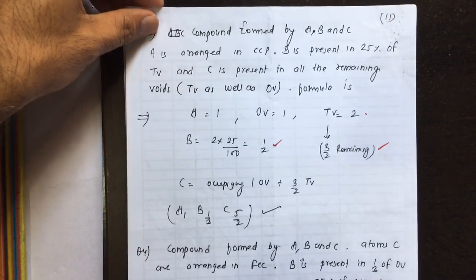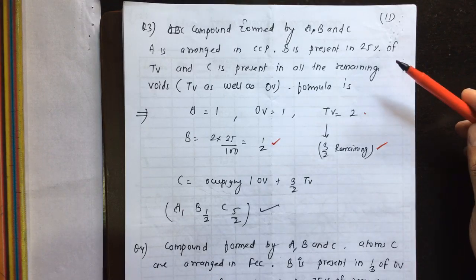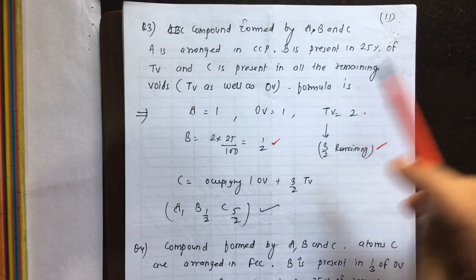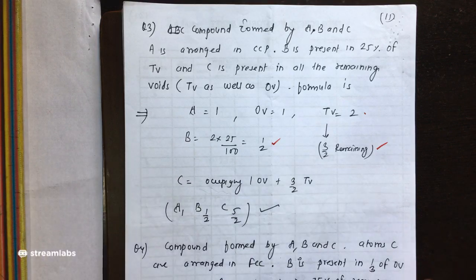The compound is formed by A, B, C. A is arranged in CCP. B is present in 25% of TV. C is present in all the remaining voids. I hope you recall this question. Remaining means TV as well as OV. Determine the formula.